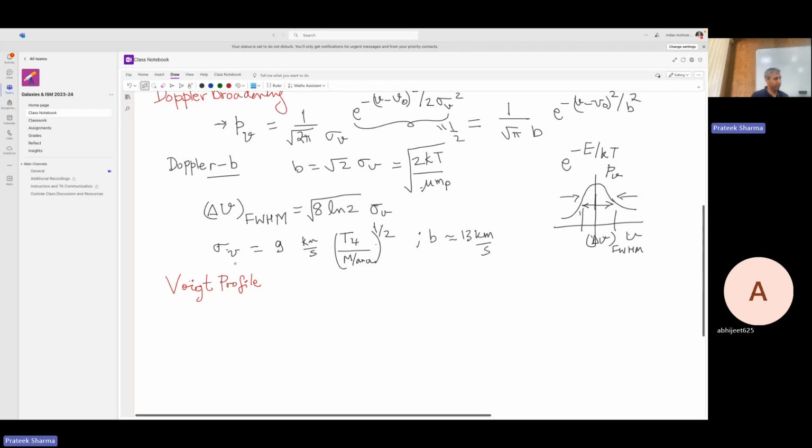So the Voigt profile. How do we get the Voigt profile? Basically you have to consider the Lorentzian for each atom with its velocity spread. So it's a combination of intrinsic broadening and Doppler broadening. Let's see how we do it.